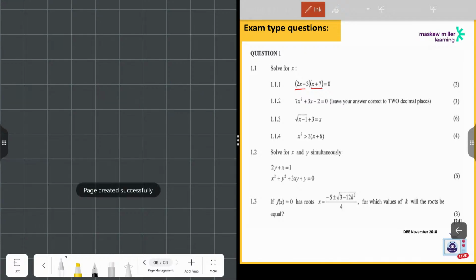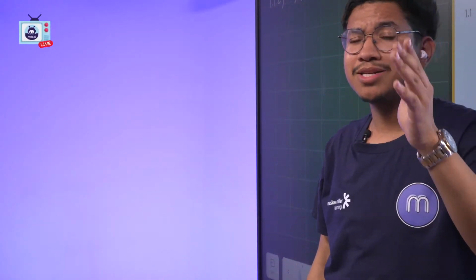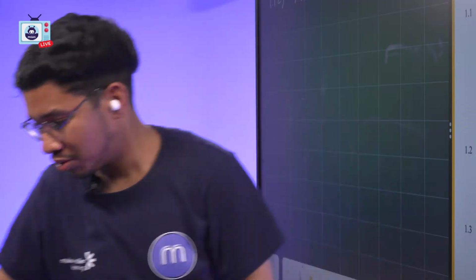Okay? Right. 1.1.2. This seems very familiar. It's telling us, solve for x if 7x squared plus 3x minus 2 is equal to 0. Look what they are saying: leave your answer correct to 2 decimal places. And I just reiterated in the first slide that if they are telling us this in brackets, it is telling us please use the quadratic formula to solve your problem, right?